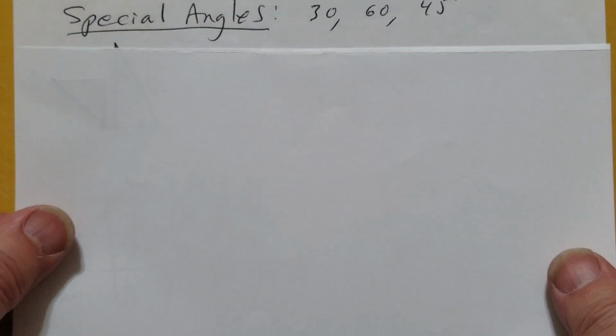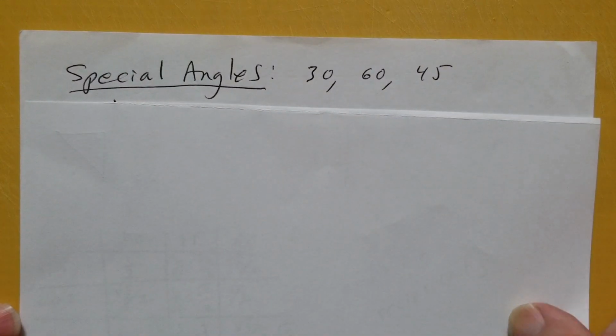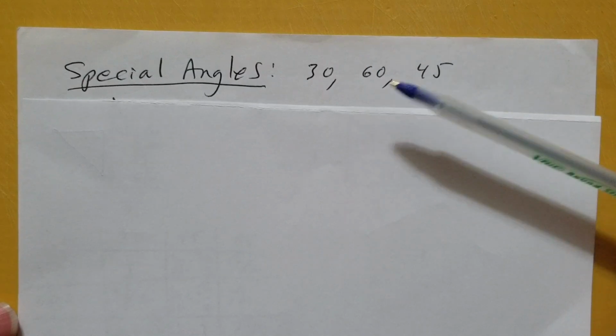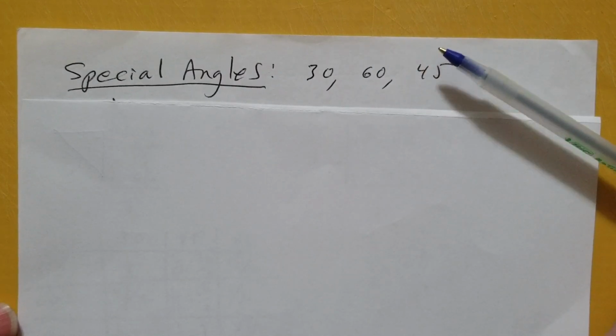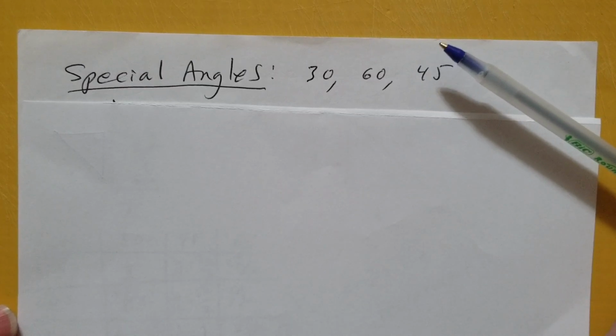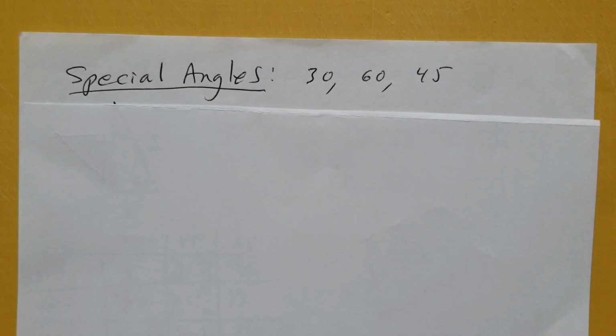Do you remember special angles? 30, 60, 45. Why are they special? Because with 30, 60, 45, we don't need 2 sides to find the third side. We just need 1 side, and we can figure out the other sides. Right? In fact, if we start with 1, we can figure out the other 2 sides right away.